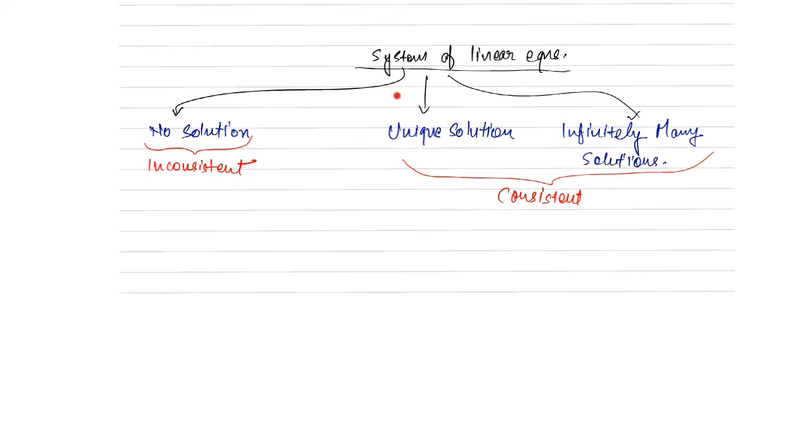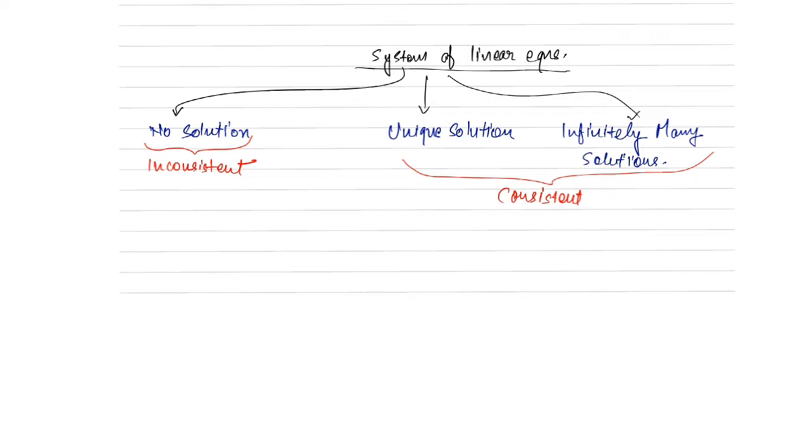Now we'll discuss that a system of linear equations has three types of solution. It has no solution, or a unique solution, or infinitely many solutions. We can't write any system which has two solutions or three solutions. There are only three cases: it can have no solution, a unique solution, or infinitely many solutions.